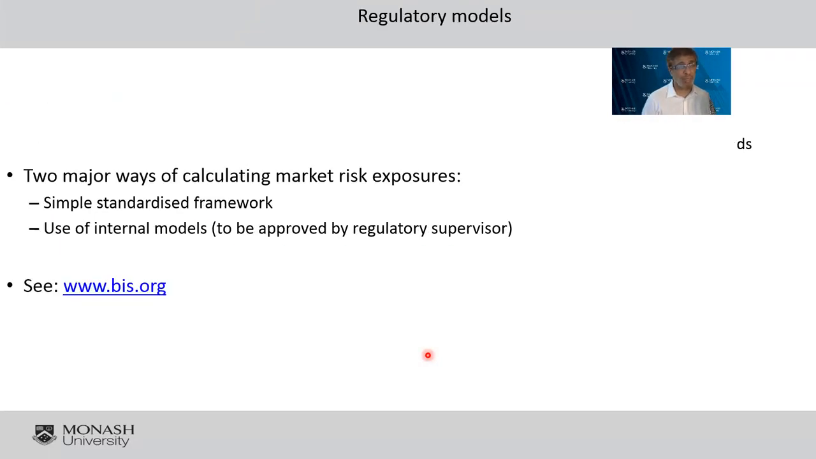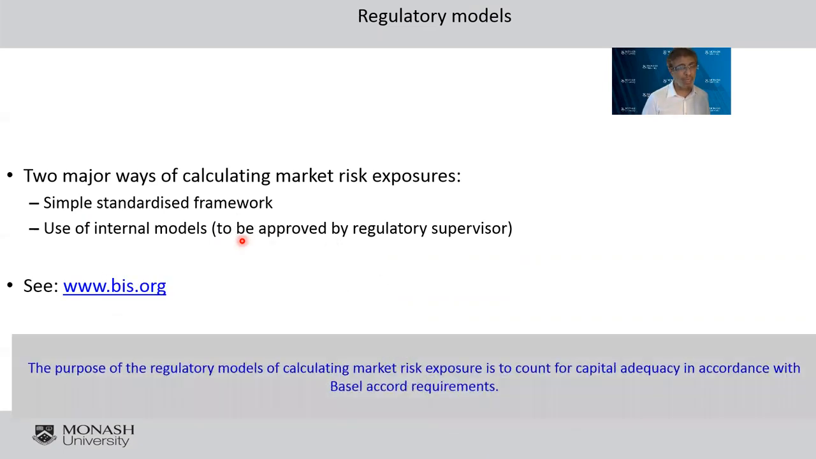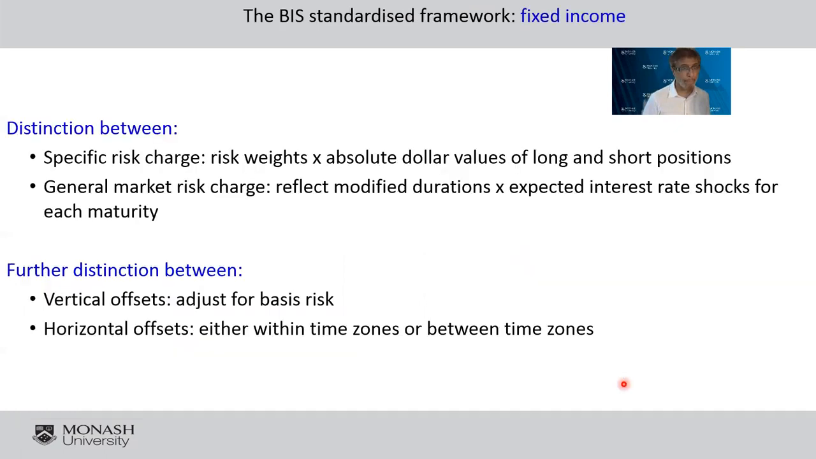Now we come to the regulatory models. I don't want to spend much time here, and I don't want you to worry about it because I will not actually test it. But the major ways of calculating market risk are the simple standardized framework and the use of internal models. The purpose of the regulatory model is to calculate market exposure, so we can calculate the market risk, which is the capital, as we said.